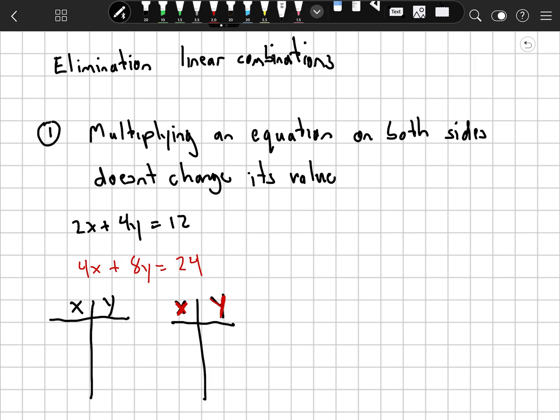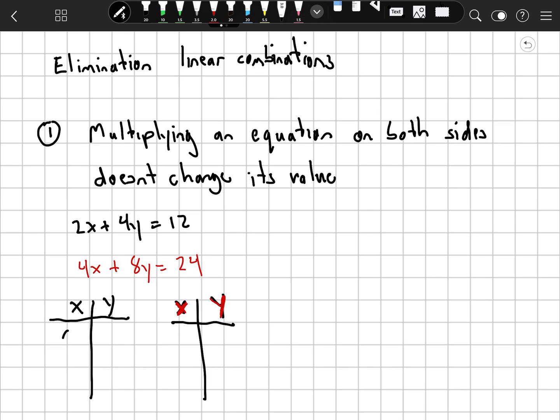Okay, let's take a look at just a couple of concepts you need to understand before we even really start this. First concept: multiplying an equation on both sides doesn't change its value. Let me show you what I mean by that. Let's plug in some numbers for x and y here.